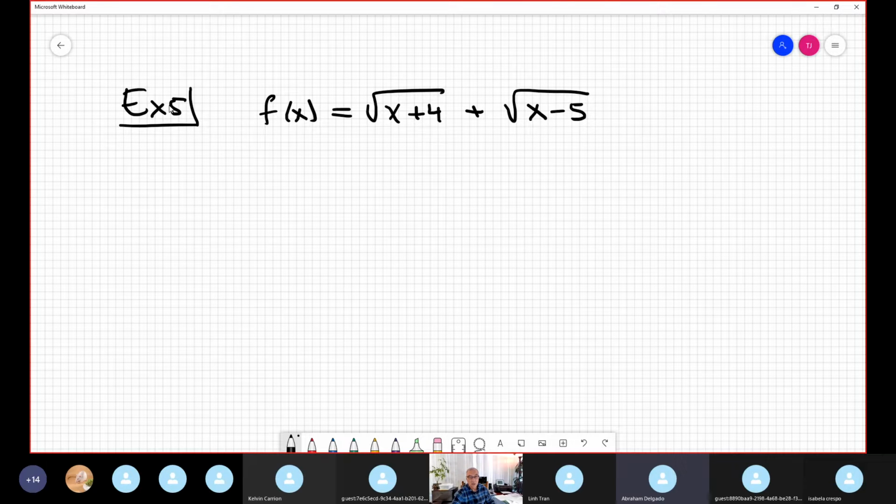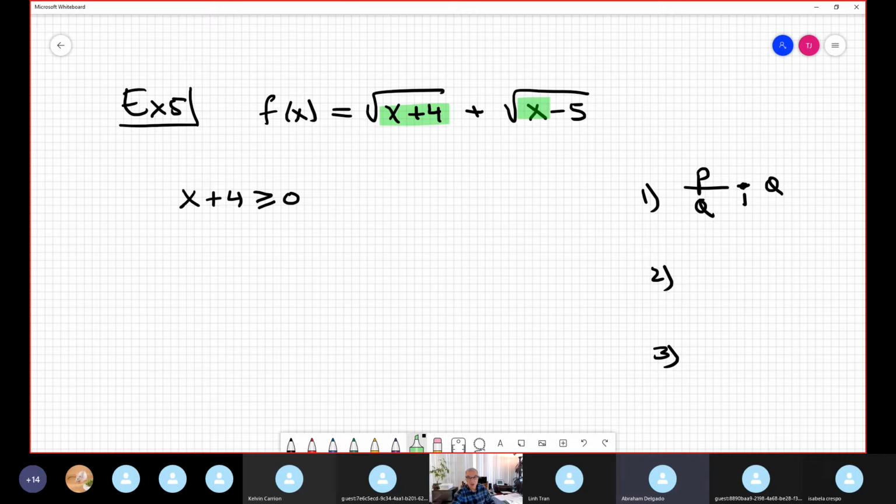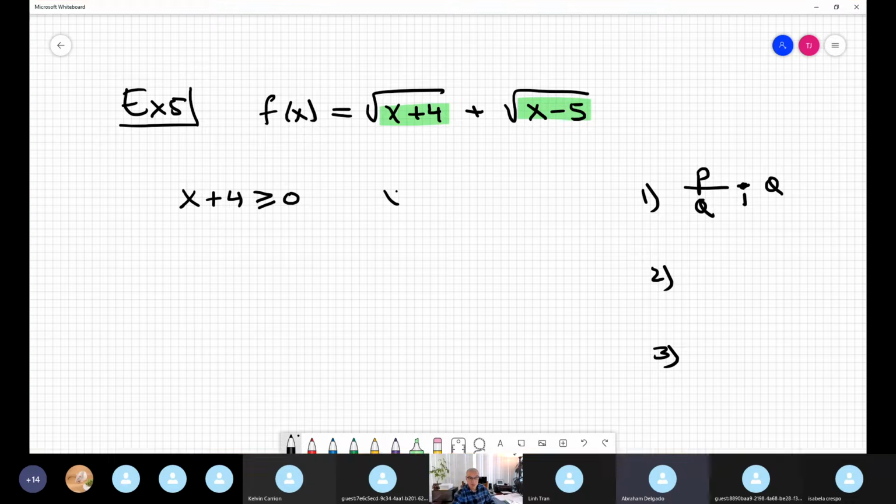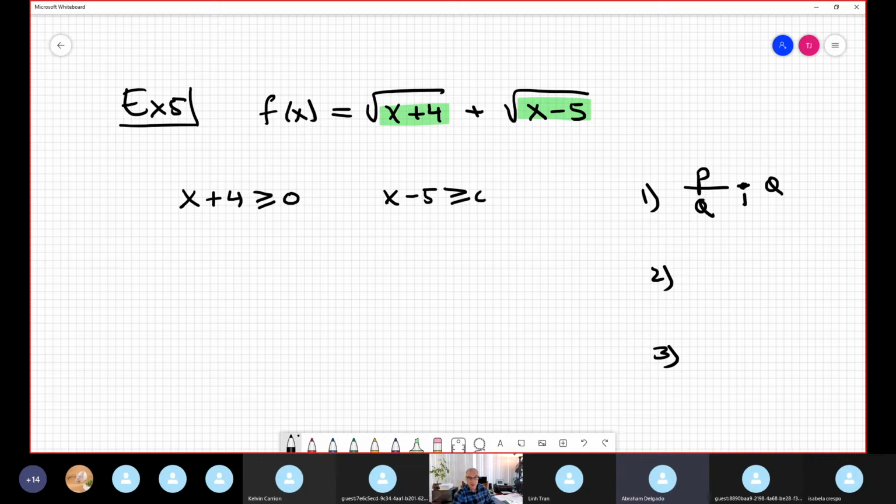Wow. So how many restrictions do we have? And which restriction are we using? Number 1, number 2, number 3? Number 2, two times. So you take this expression and set it up: x plus 4 non-negative. And you take this expression and set it up: x minus 5, also non-negative.